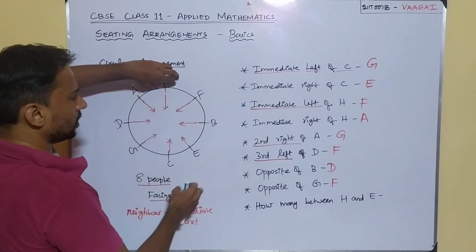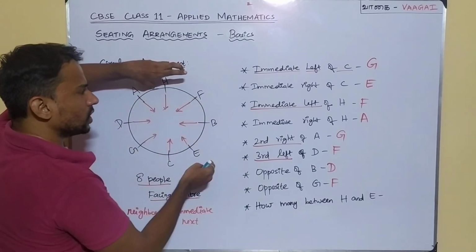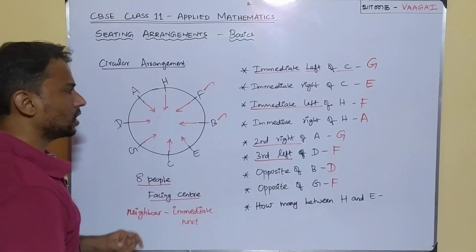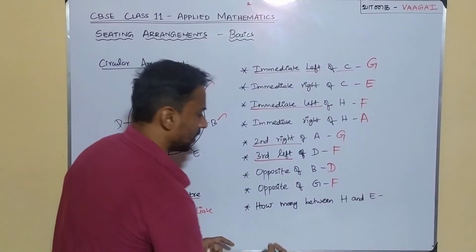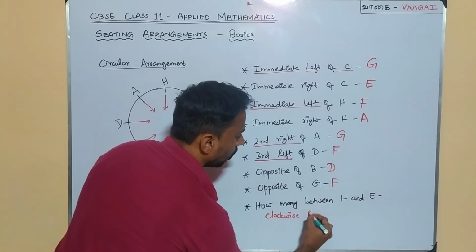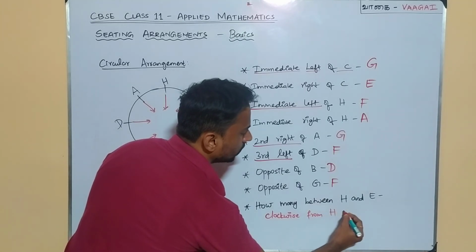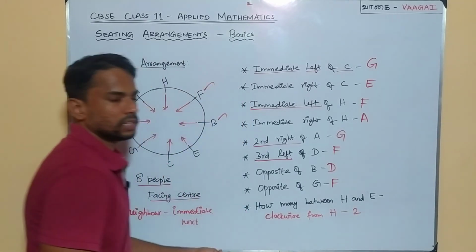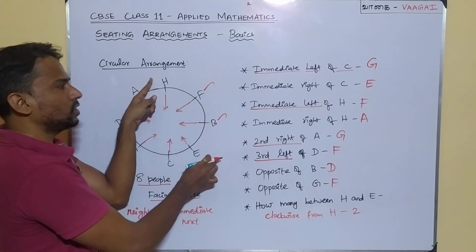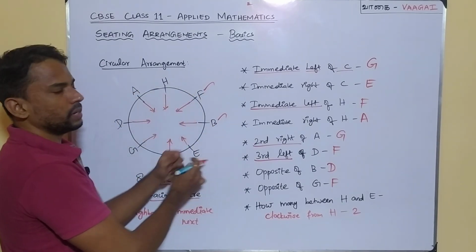So between H and E, clockwise, there are two people sitting. I'll write it with clarity: clockwise, if you count from H, the answer to this question will be 2. Very simple. Why? Because clockwise from H, there are two people, F and B, sitting.